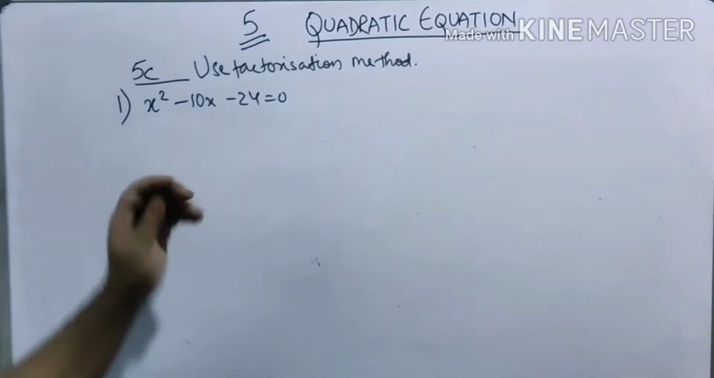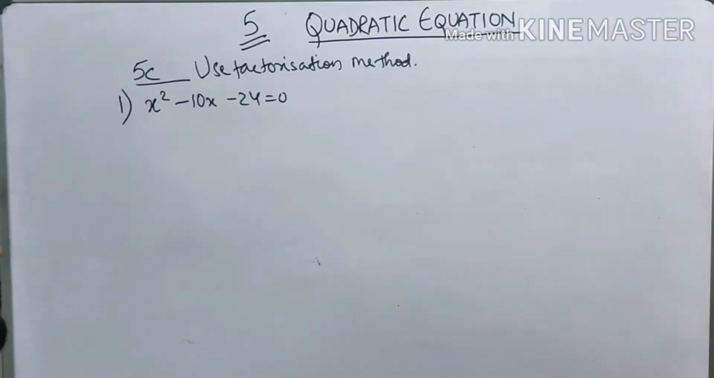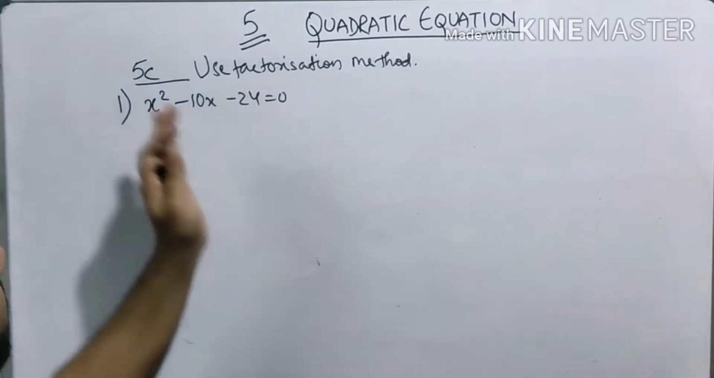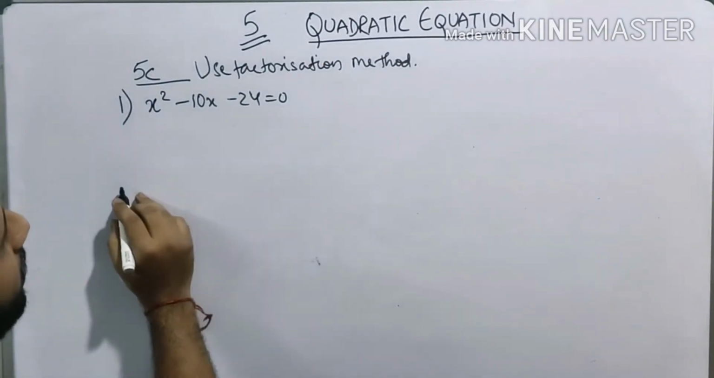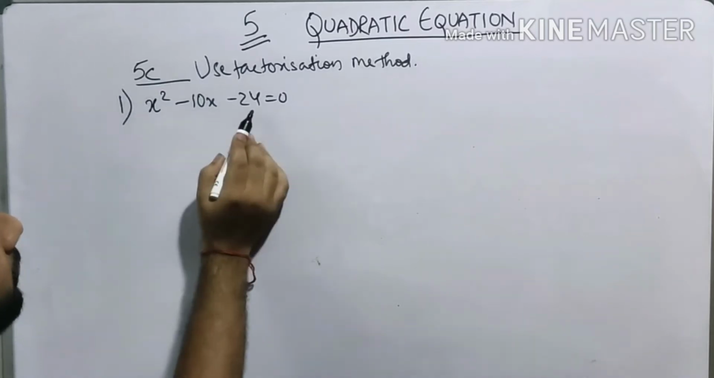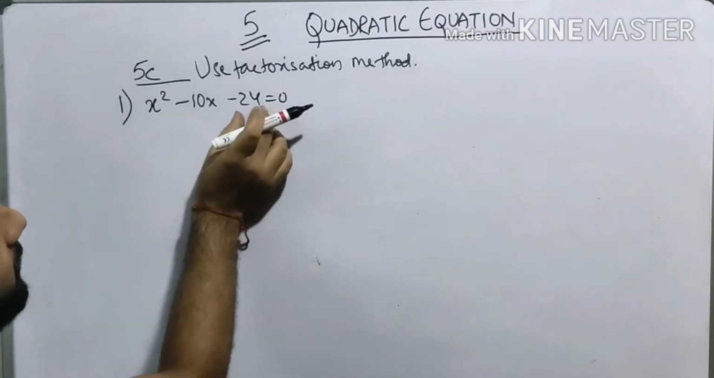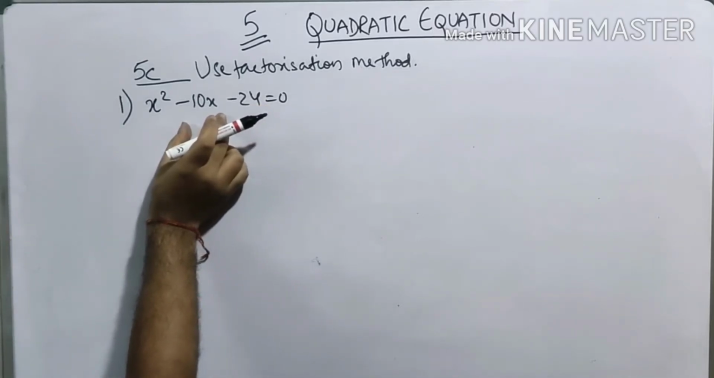Hello students, now the question, exercise 5c, question number 1: x² - 10x - 24 = 0. It says to use the factorization method and then find the value of x, the variable. Now we need to multiply the first and last terms. You've got 1 here, so this becomes 24. You need to break this 24 such that it becomes 10, either by addition or subtraction.